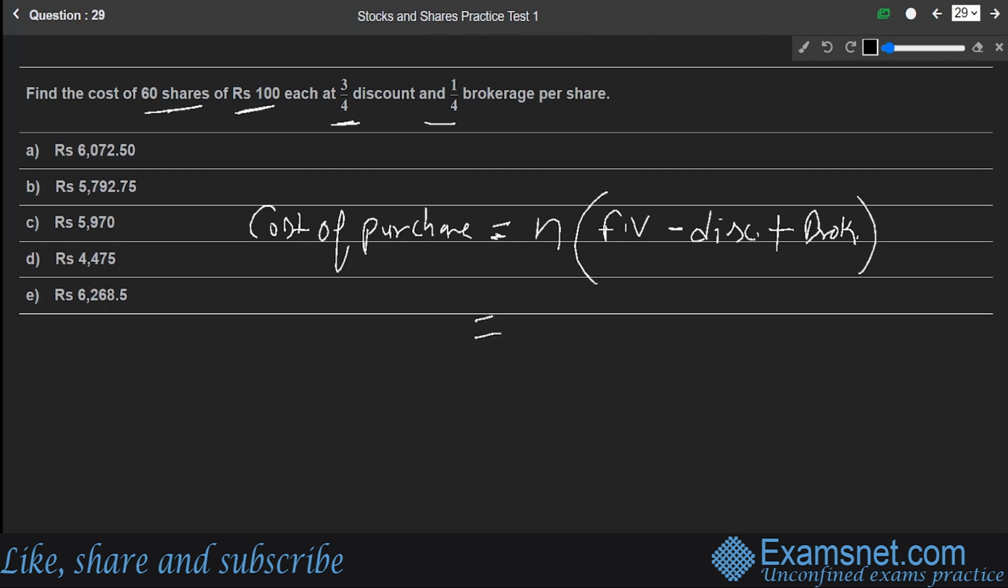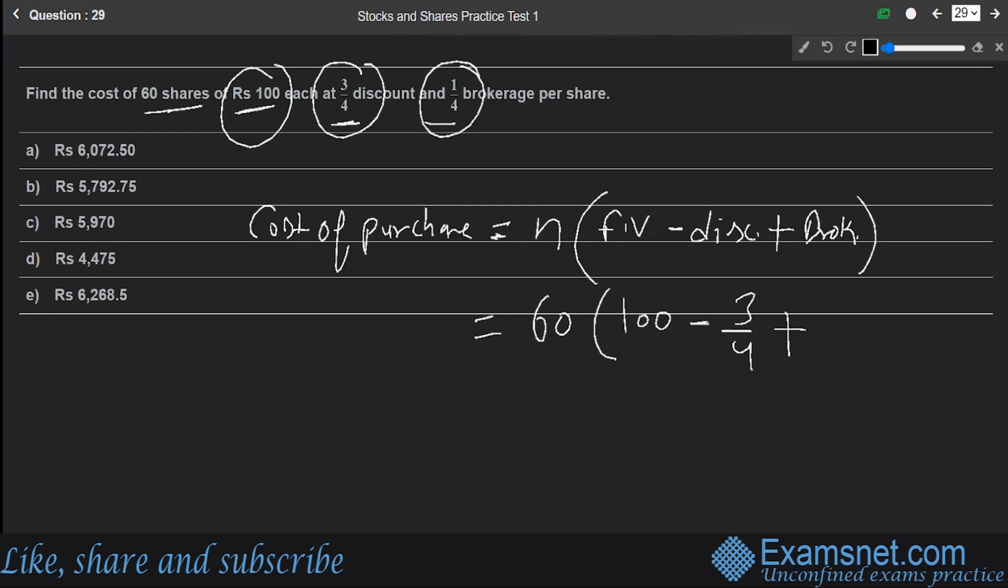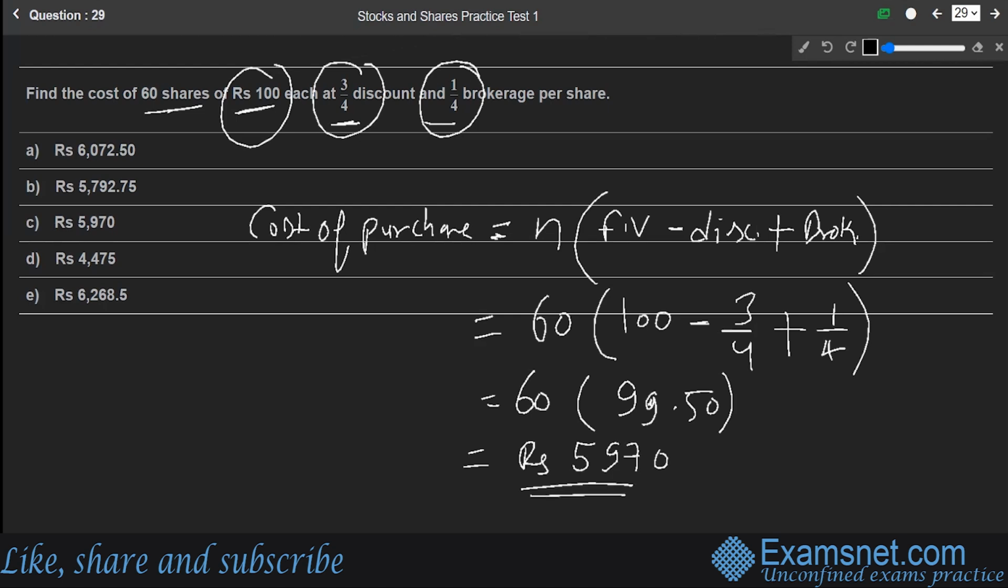So let us put that in. How many shares do we have? We have 60 shares. What is the face value of each share? It is given as 100. What is the discount on each share? It is 3 by 4 rupees. And what is the brokerage on each share? It is 1 by 4. If we solve this, it becomes 60 multiplied by 100 minus 3 by 4 plus 1 by 4, and minus 3 by 4 plus 1 by 4 is 0.5. So it becomes 100 minus 0.5, that is 99.50. If you multiply this together, the value comes out to be precisely rupees 5970. So that is the right value. Cost of purchase 5970, which is clearly available in option C, becomes the right answer.